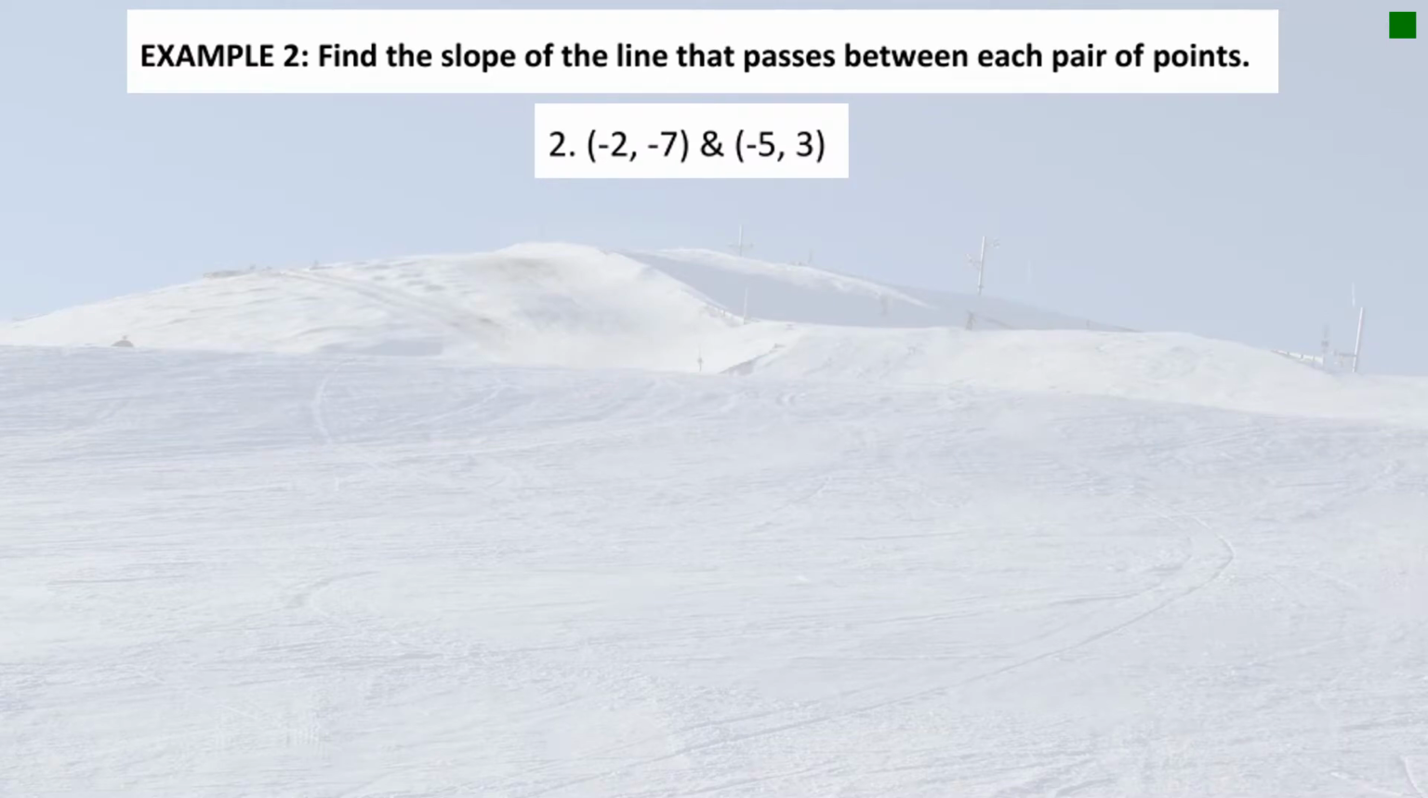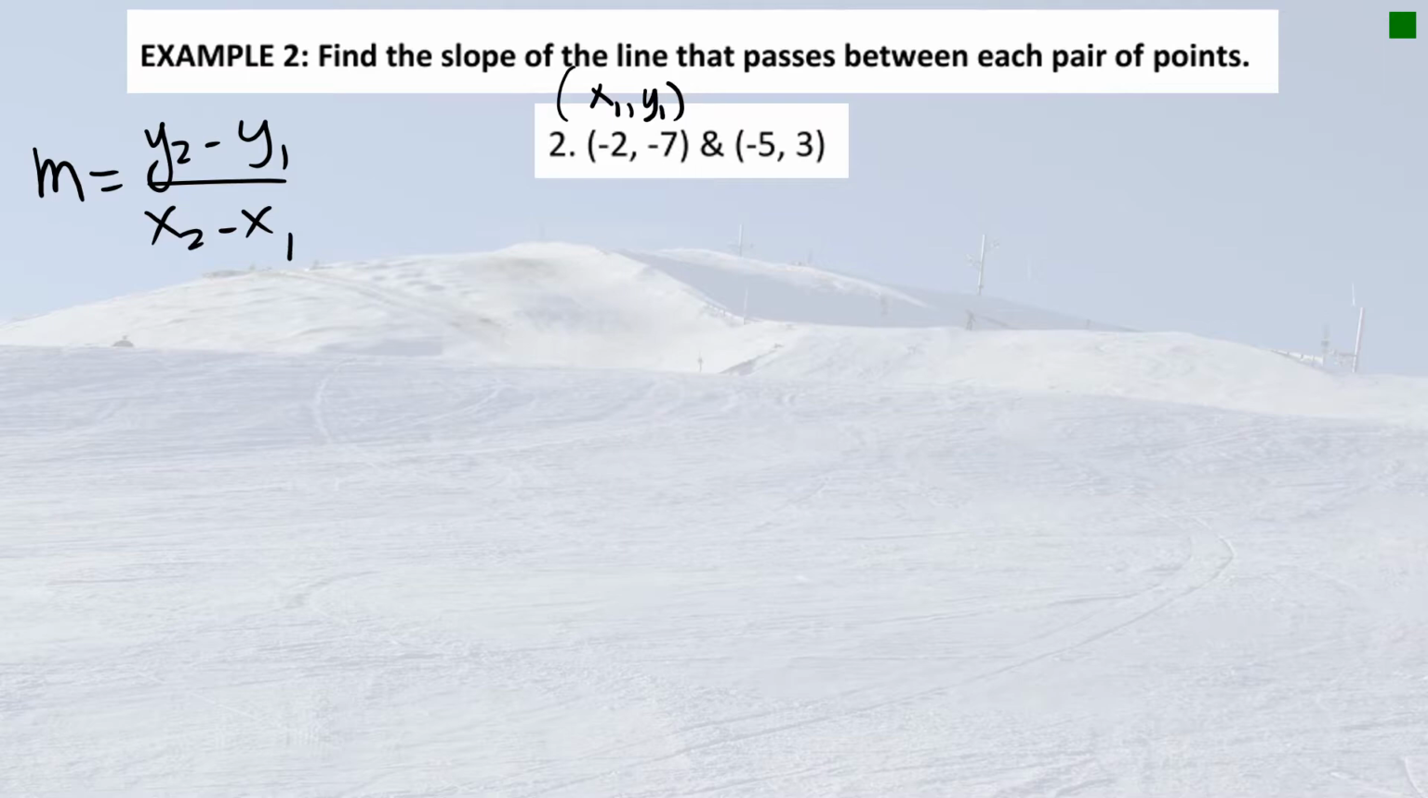All right, so here we go for example 2. Find the slope of a line that passes between each pair of points. So we know the formula for slope is y2 minus y1 over x2 minus x1. Now remember, it doesn't matter which ordered pair you assign x1 and y1, but I just say since this is the first point, it's x1 comma y1, and this is the second one over here, so he's x2, y2. Okay, so I just kind of use that to keep myself straight.